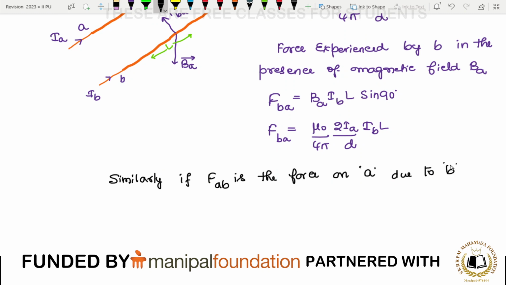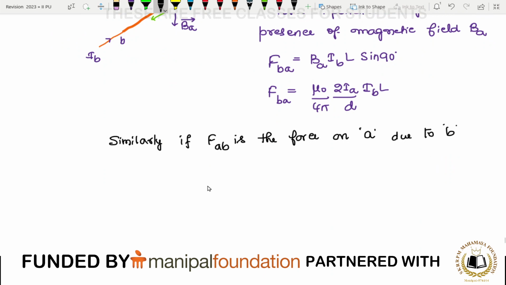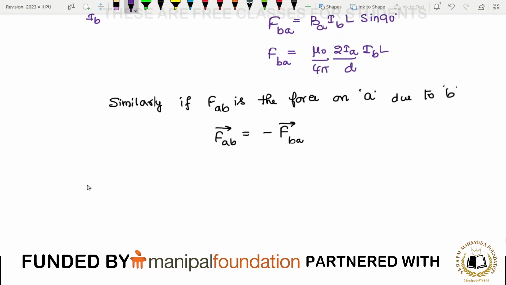Force acting on A, the force experienced by A due to the current flowing through B, we can write as FAB vector equal to minus of FBA vector. Both the forces are equal in magnitude but opposite in direction here. So FAB equals minus FBA. That is Newton's third law concept. Both forces are the same, only the directions are opposite.